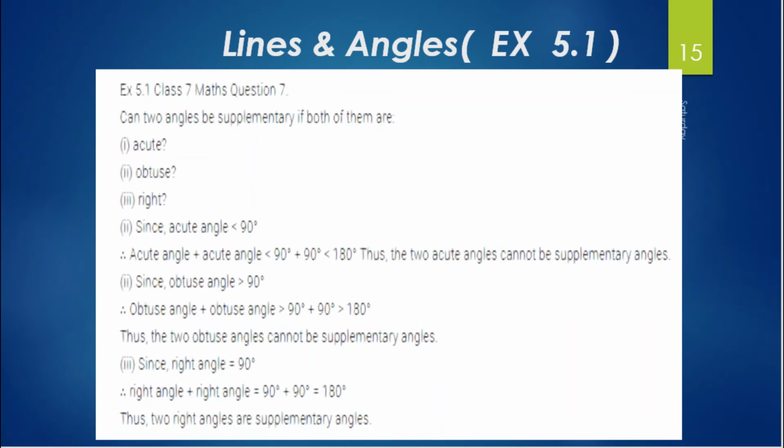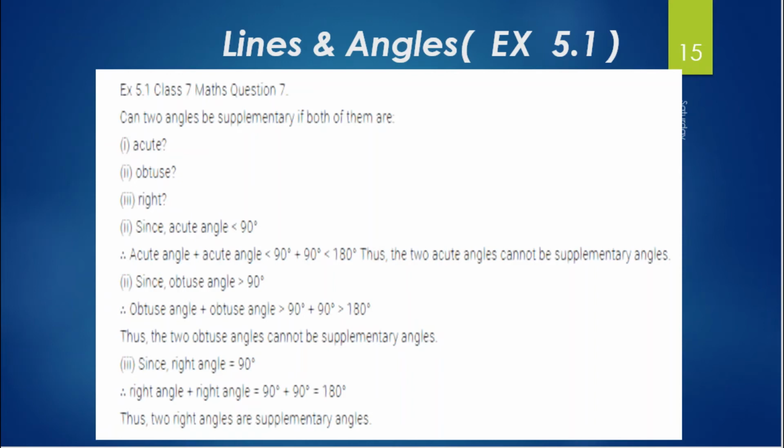Coming to the next, question number 7. Can two angles be supplementary if both of them are acute, obtuse or right? Since an acute angle is less than 90, the sum of two acute angles will be less than 90 plus 90, which I have written here, so less than 180. The two acute angles cannot be supplementary.